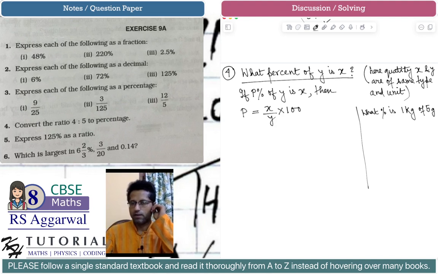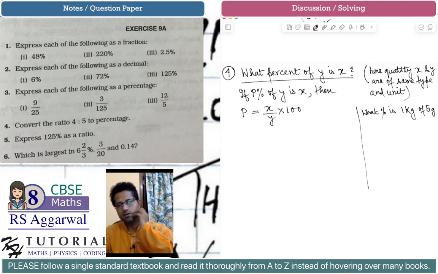So before finding what percentage of y is x, you have to convert the quantities y and x to the same unit. So when we are asked what percentage is 1 kg of 5 gram, first we have to convert the 5 gram to kg or the 1 kg to gram. Then we can compute what percentage is 1 kg of 5 gram. Definitely it makes no sense to ask what percentage is, let's say, 5 kg of 100 meters, because kg and meters are of different types.